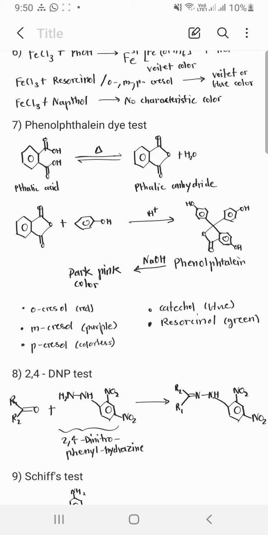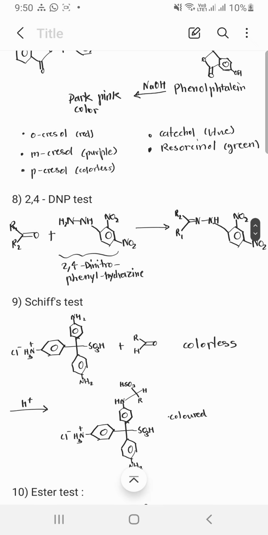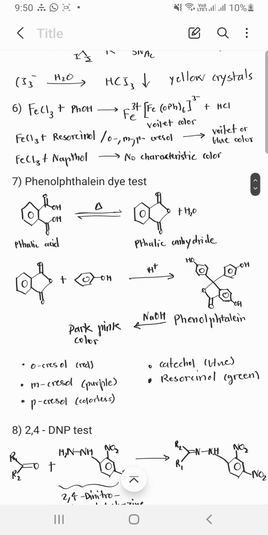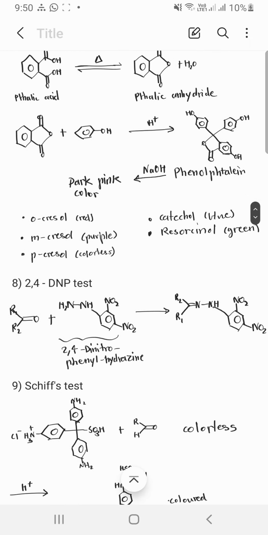Phenolphthalein dye test, as I told you, the phenolphthalein part comes from the phthalic acid. So it forms phthalic anhydride, and then this phthalic anhydride with PhOH creates this compound that gives a dark pink color with NaOH, which is basically phenolphthalein. So when you use different compounds instead of phenol, you get different colors doing this whole process.